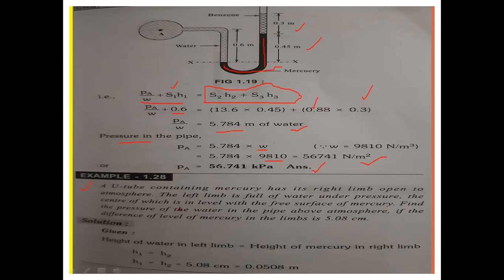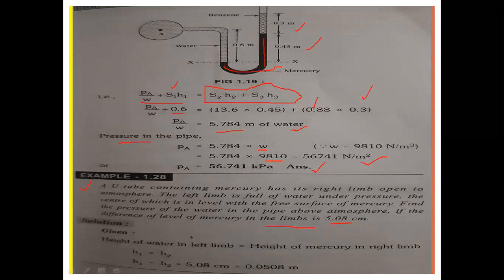Right. A U-tube manometer containing mercury has its right limb open to the atmosphere. The left limb is full of water under pressure, the center of which is in level with the free surface of the mercury. Find the pressure of the water in the pipe above the atmosphere if the difference of level of mercury in the limbs is 5.08. H2 ఇచ్చాడు 5.08 అని.